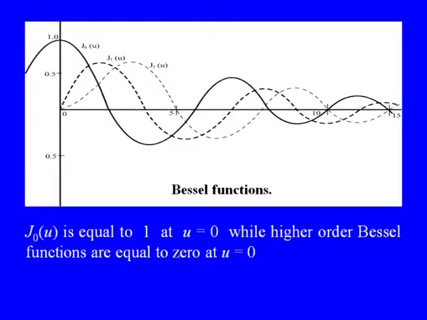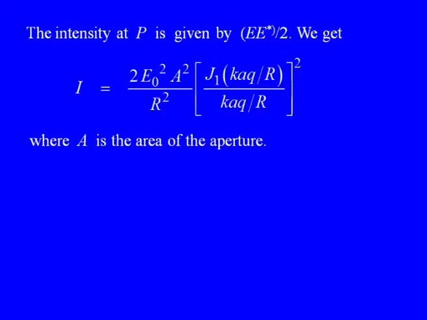Damped oscillatory, the amplitude goes on decreasing, and J0 is equal to 1 at argument u equal to 0, while higher order ones, they all vanish at u equal to 0. So now, using all this, let us calculate the intensity at the point P.